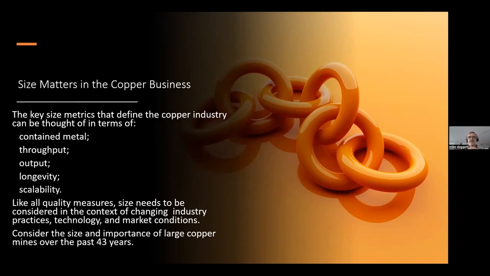If it takes you 25 years to find and advance a project to the point of getting into production, and it only has an 8-year life, then that's a pretty dismal sort of business model.